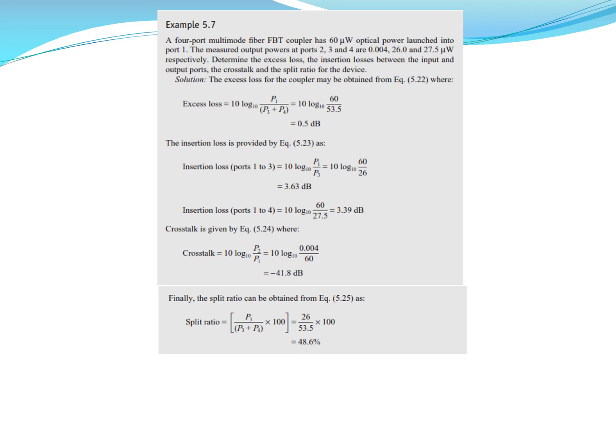So that is excess loss, and insertion loss between two different ports, 1 to 3 and 1 to 4, because we have one input port, that is port 1, and two output ports, port 3 and port 4. Then we have crosstalk. Crosstalk is between two different ports, P2 and P1 or P4 and P1. So here we consider it between P2 and P1. Finally, the splitting ratio or split ratio can be obtained in terms of percentage. So it is 48.6%. So this is how we are going to calculate the losses which occur in the optical fiber coupler.